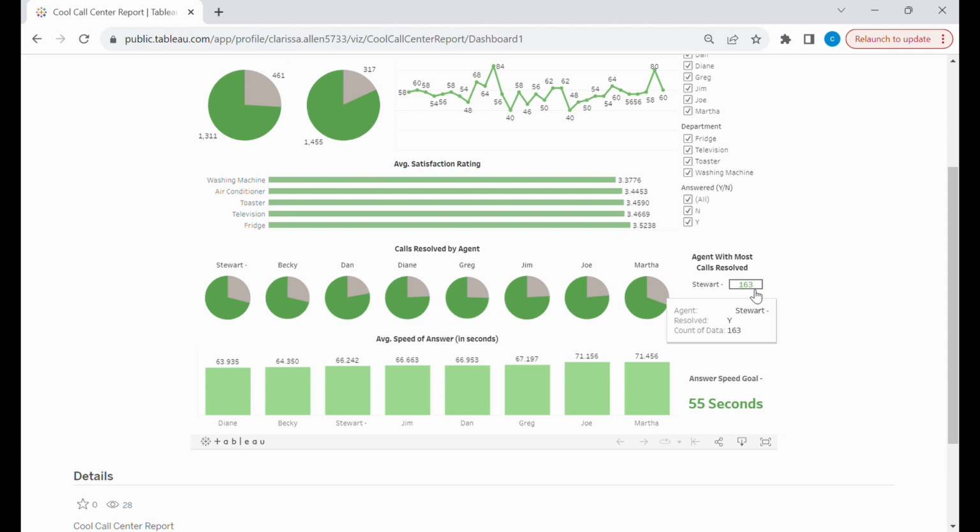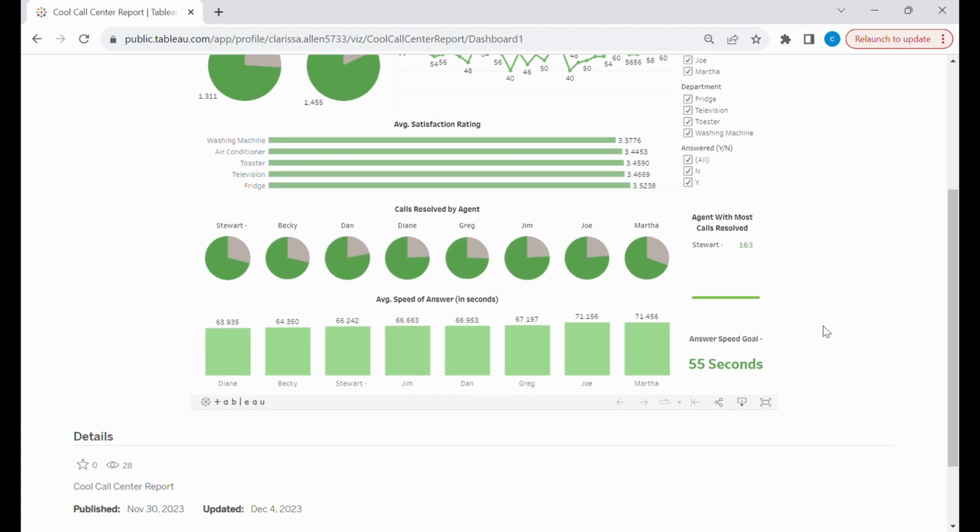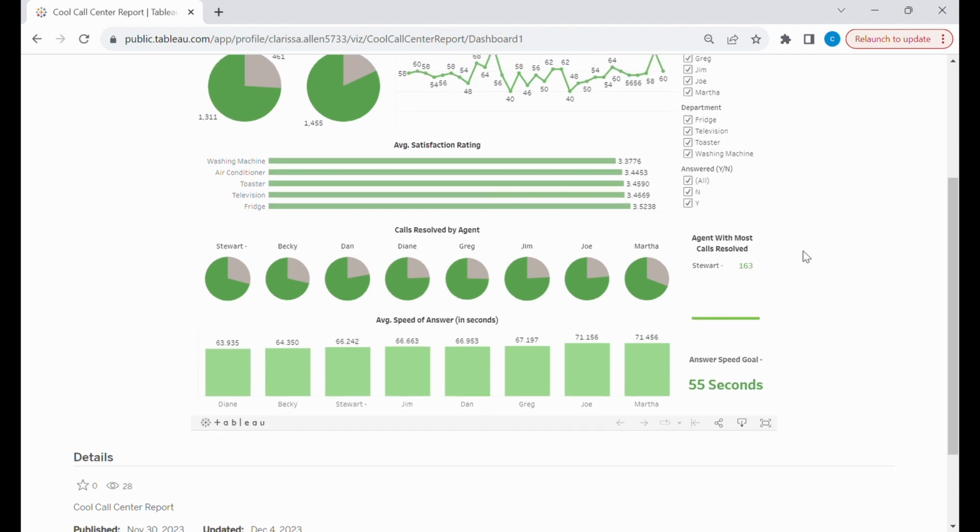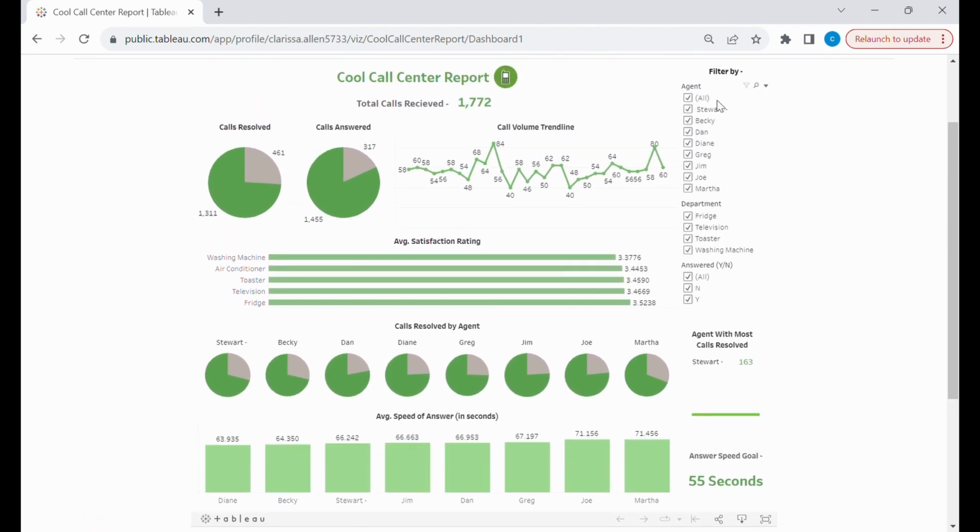Our bottom bar chart shows the average speed of answer in seconds for each agent. From left to right, we can see the fastest call at 63.9 seconds and the slowest call at 71.4 seconds. From this data, we gathered and made a goal of 55 seconds as our answer speed for our next month. We added filters so that we could filter by agent, department, and whether or not a call was answered.